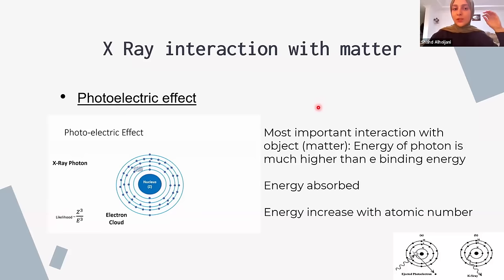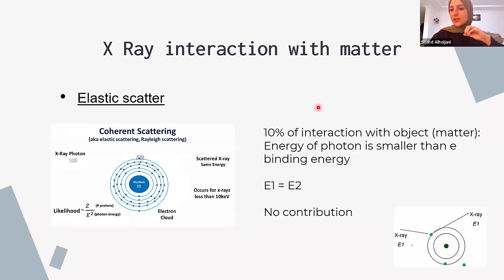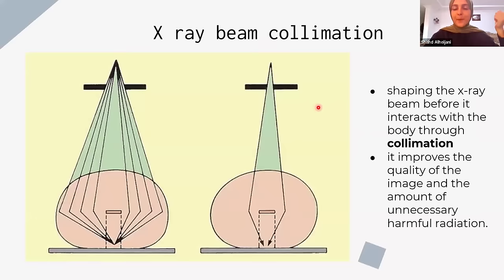So these are the most important interactions that we need to know. Elastic scatter or elastic recoil is not important. It does not contribute to the image.